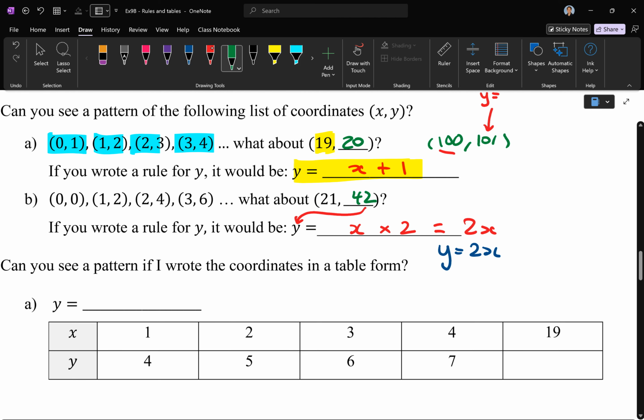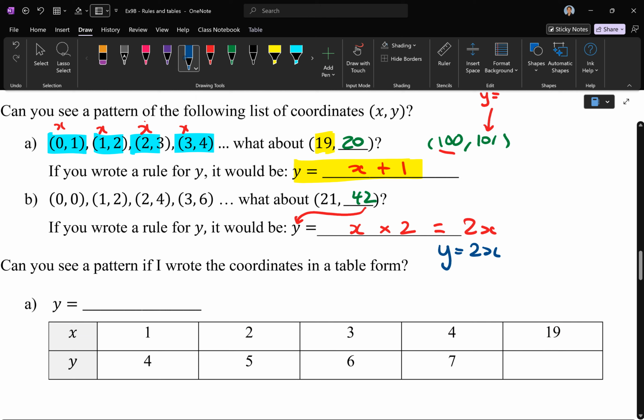See, each one had an x. There's an x, x, x, x. So why don't we just write x once, and we just write 1, 2, 3, 4, 19. Same idea, but it's in a table. This is called a table of values. I want you to do the same thing again.